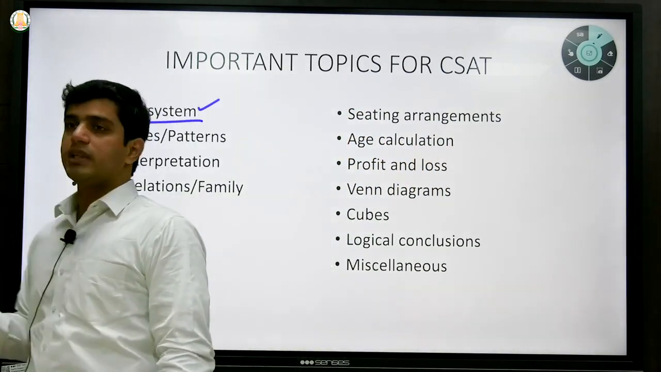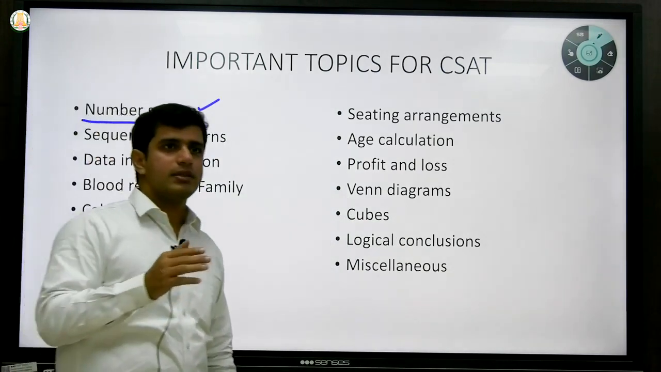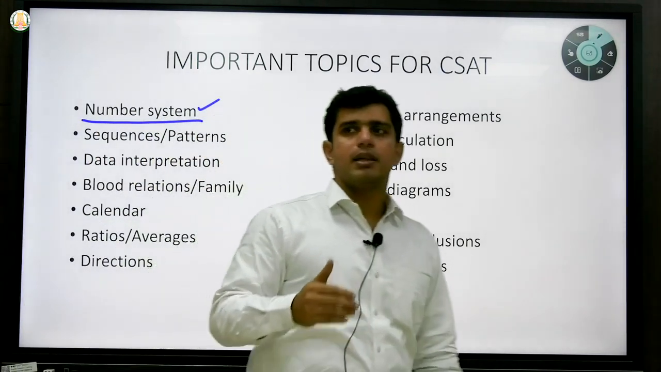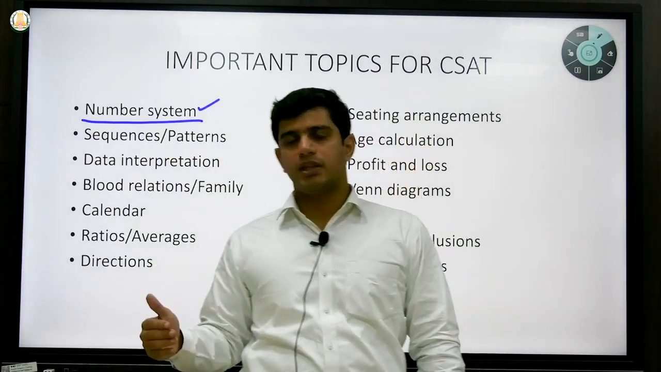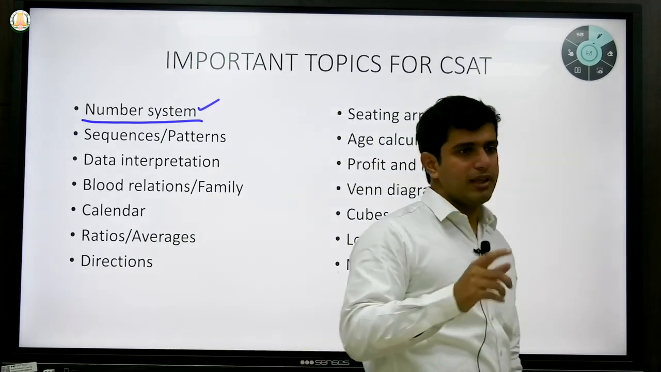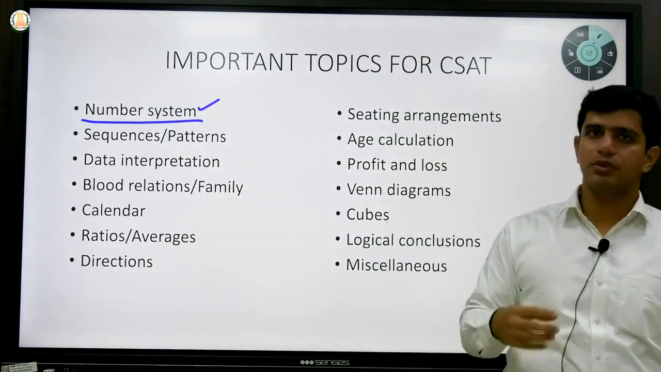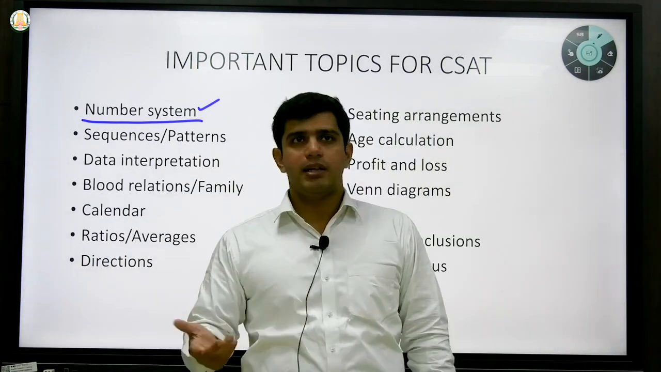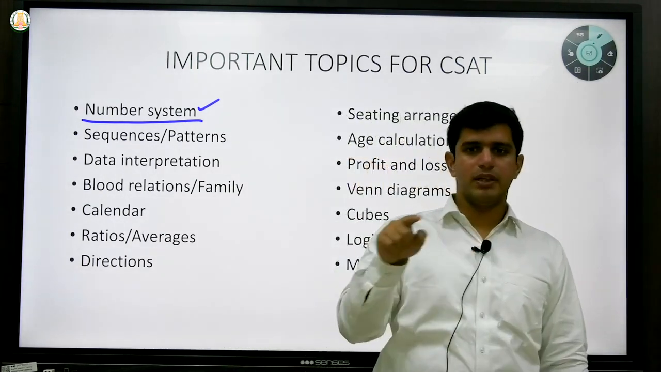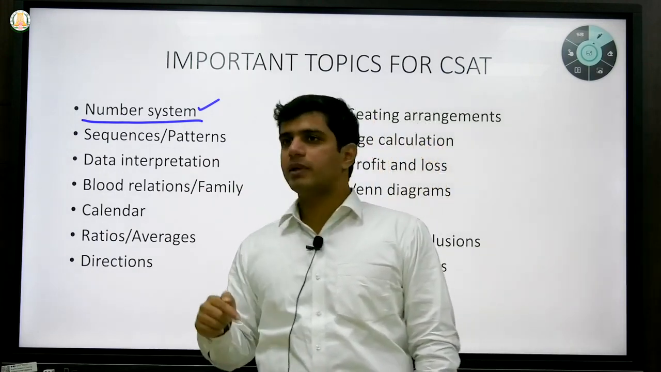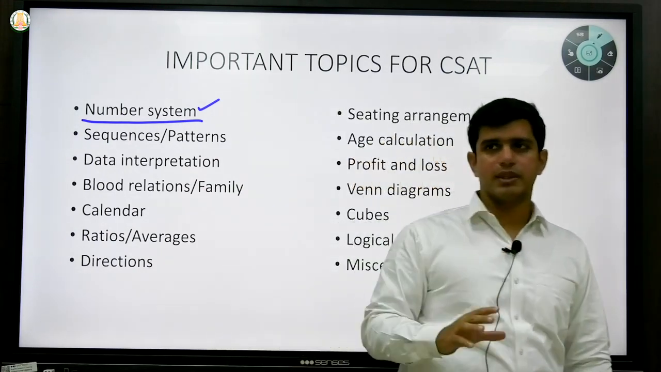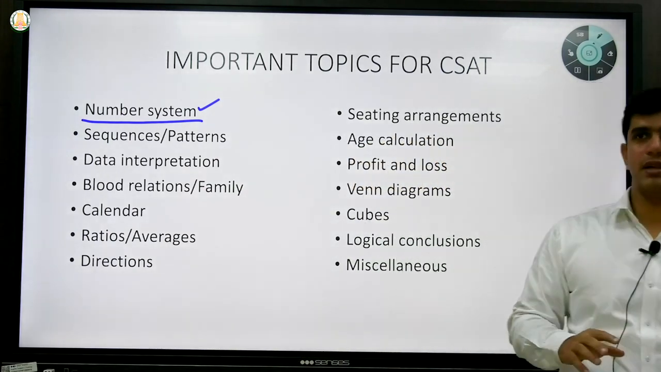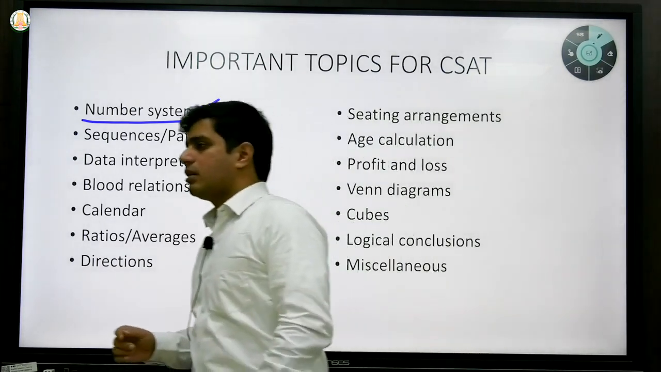You should have command over the divisibility rules also. Let's say a number is divisible by 3, then the sum of the digits will be divisible by 3. If it is 5, then the number ends with 5 or 0, and that number will be divisible by 5. If it is 9, then the sum of the number's digits should be divisible by 9.